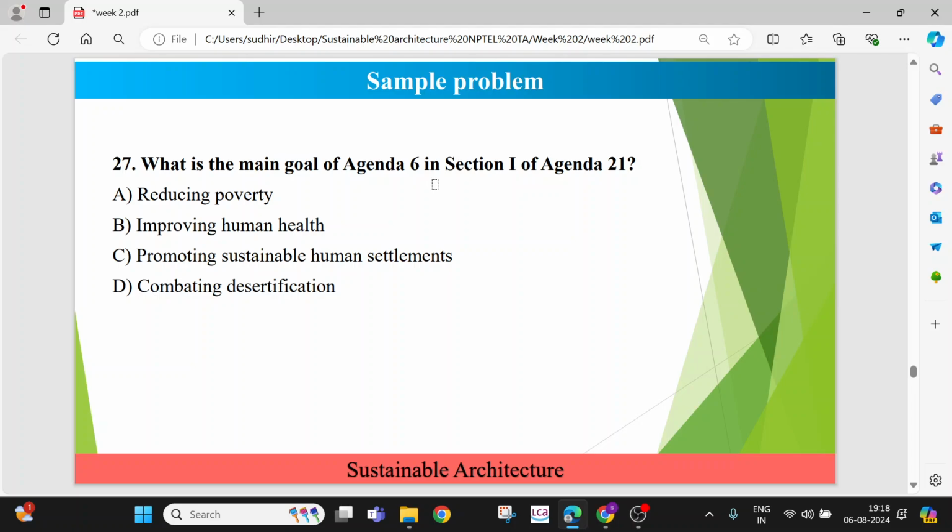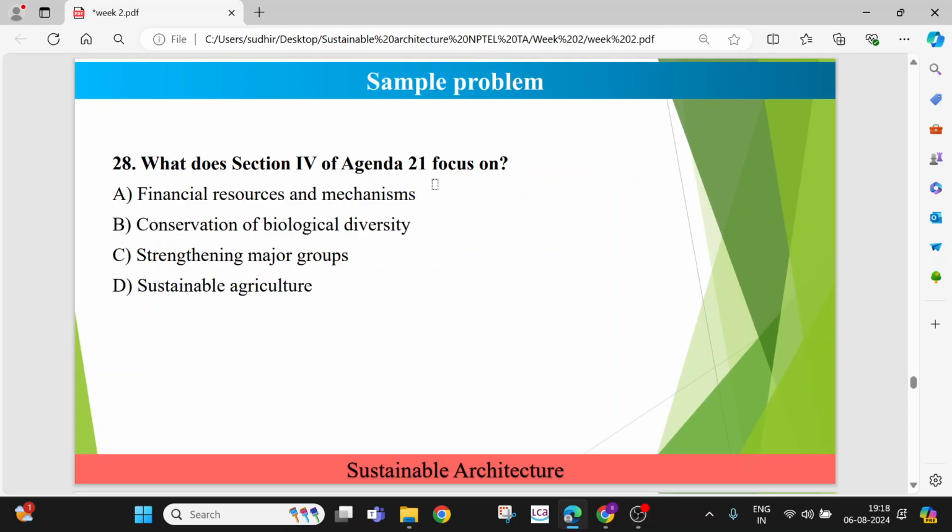Sir, it is not visible, sir. So is it with all of you, or is it not visible to only one? It's now visible. Okay. So I think it is taking some time to load. So financial resources and mechanisms. Okay. Question 28 option, yes, sir. Option A.